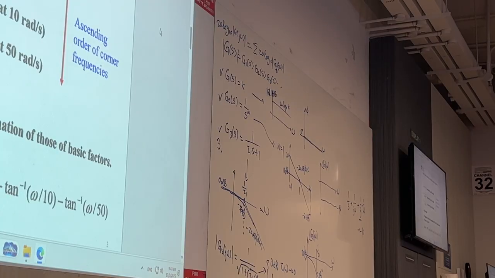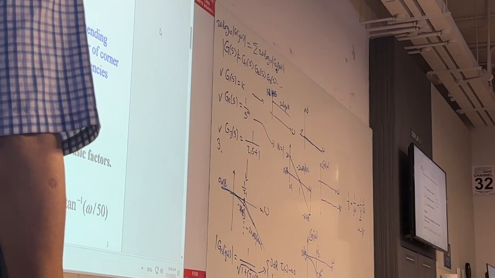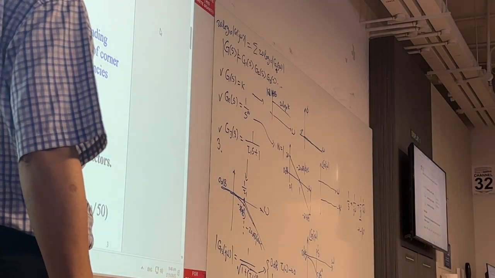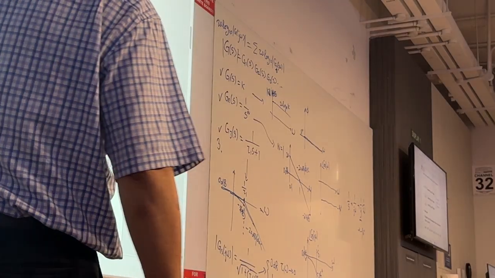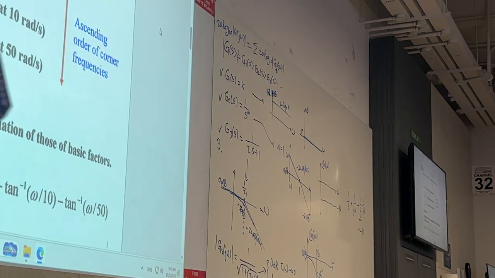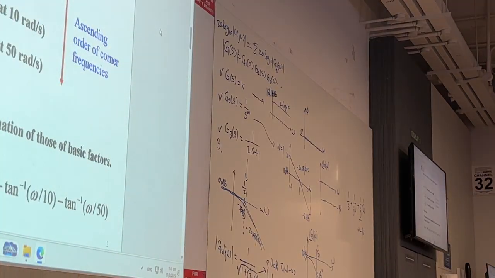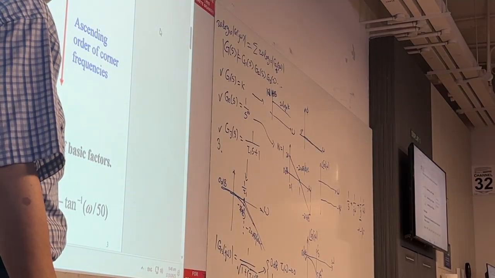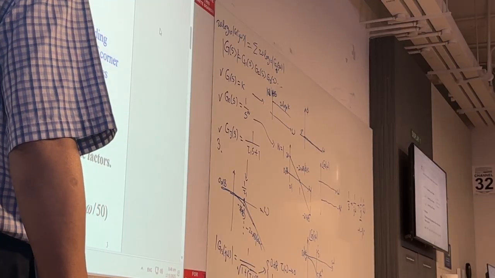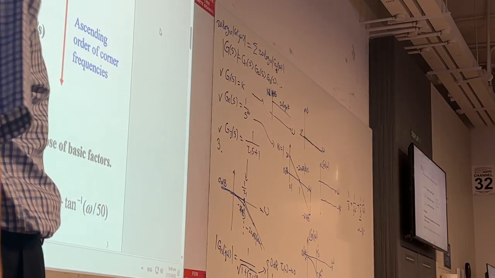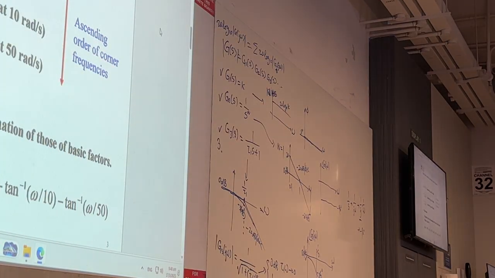Okay? Then for the other three, you look at the corner frequencies. The one in the numerator has a corner frequency of 0.5. And then the ones in the denominator have 10 and 50. So we rank them, we arrange them in the ascending order of these corner frequencies.